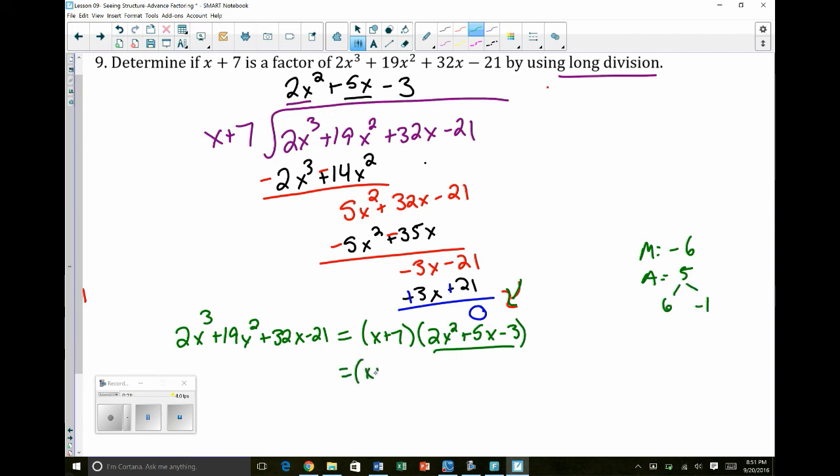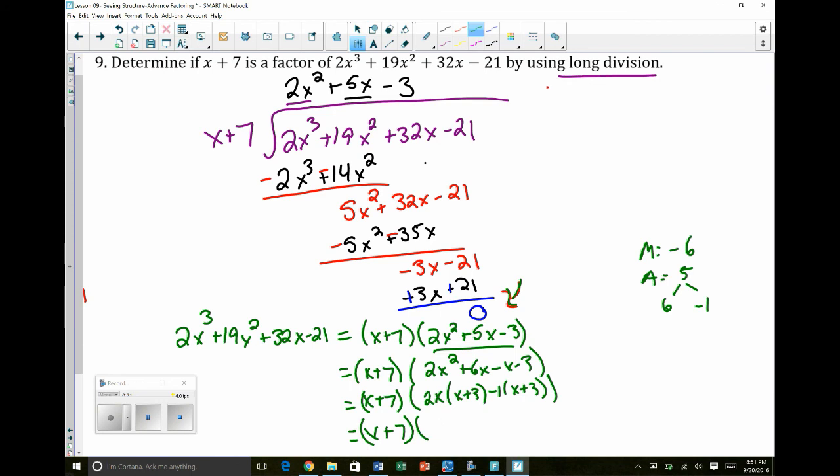So I know that this is x plus 7 times 2x squared plus 6x minus x minus 3. That's x plus 7 times 2x times x plus 3, negative 1 times x plus 3. So the three linear factors are x plus 7, x plus 3, and 2x minus 1.